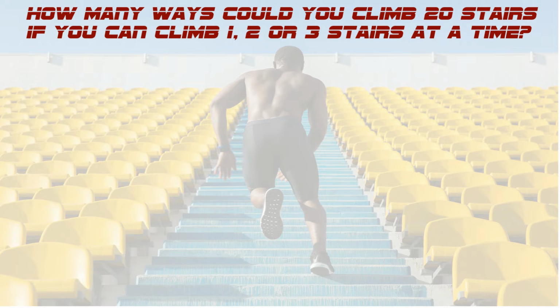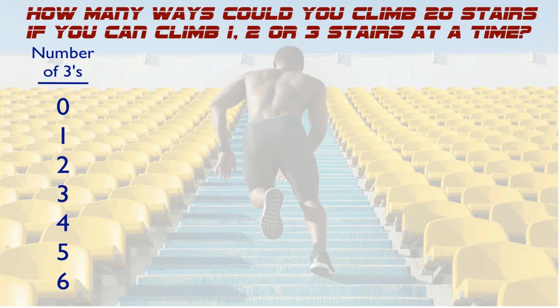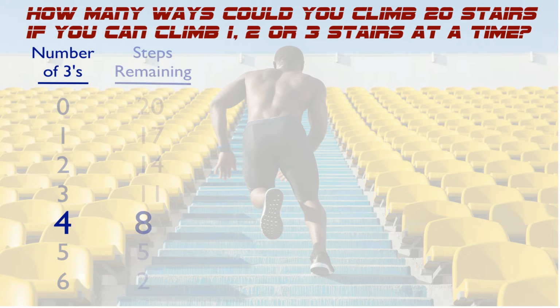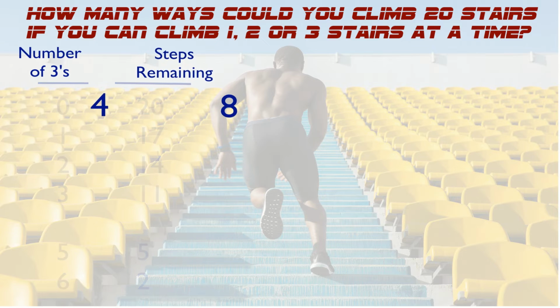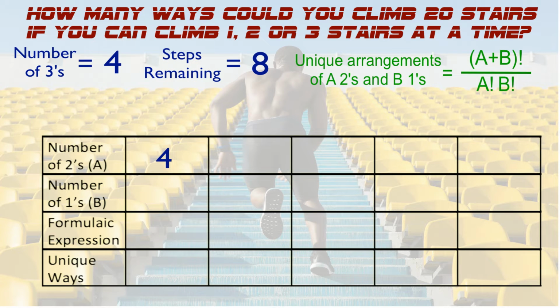We just need to notice that if there's 20 steps, then there can be anywhere from 0 to 6 threes in our code. So we can think about the number of threes defining 7 different cases. If we have 4 threes, for example, that's 12 steps. So we have 8 steps left for the 1s and the 2s. So if there's 4 2s, there's 0 1s, 3 2s, there's 2 1s, 2 2s, there's 4 1s, 1 2, there's 6 1s, and 0 2, there's 8 1s.